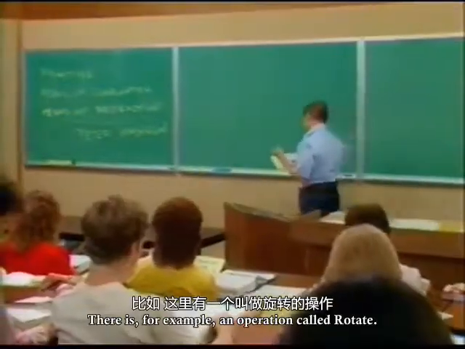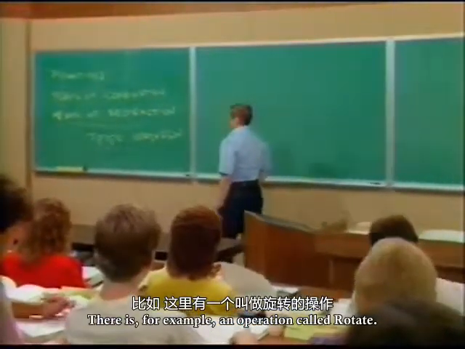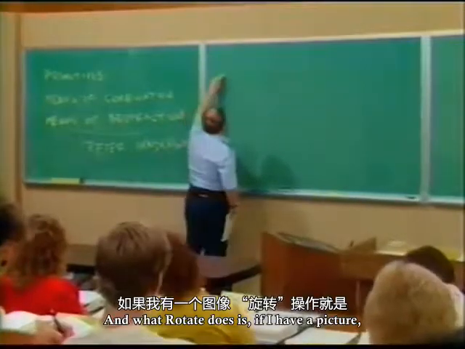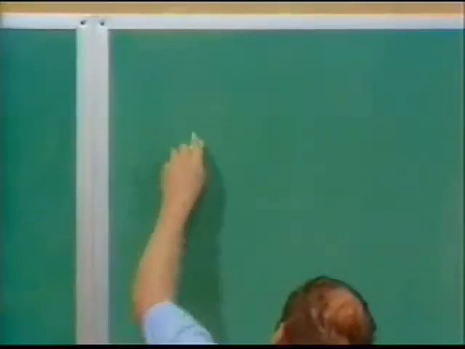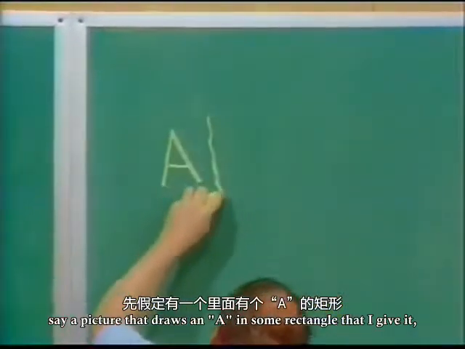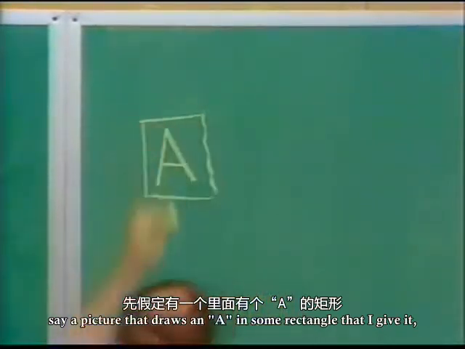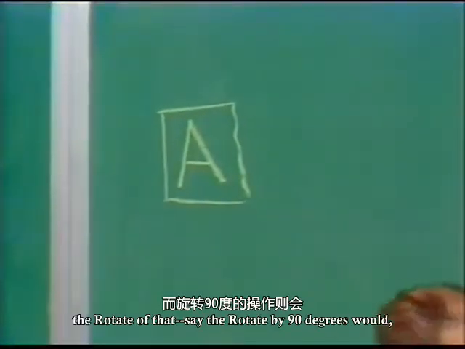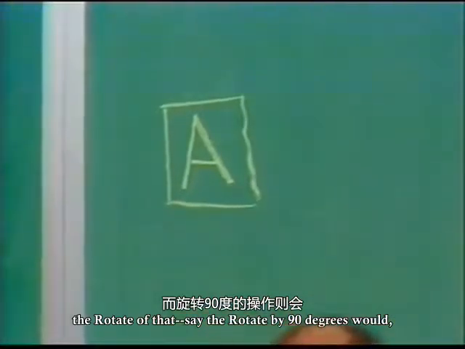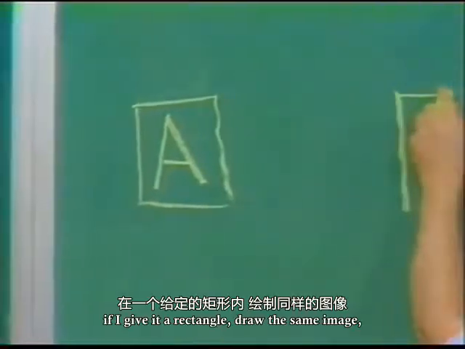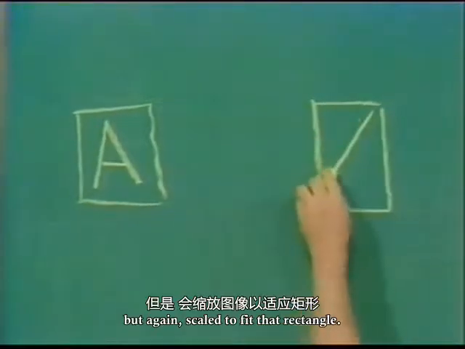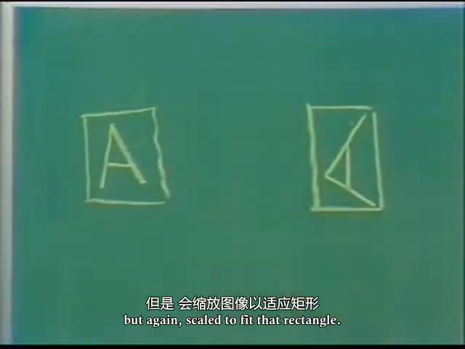There's, for example, an operation called rotate. And what rotate does is if I have a picture, say a picture that draws an A in some rectangle that I give it, the rotate of that, say the rotate by 90 degrees, would, if I give it a rectangle, draw the same image, but again scaled to fit that rectangle.